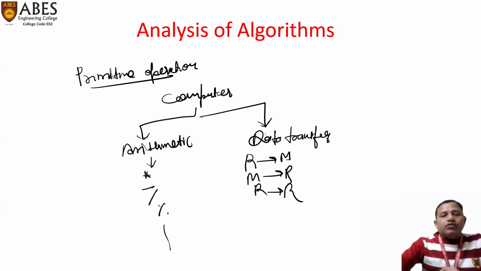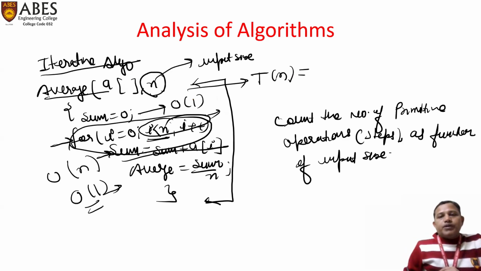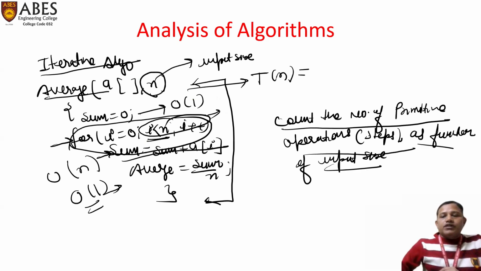What is time complexity? Time complexity is basically counting the number of primitive operations or steps as a function of input size.